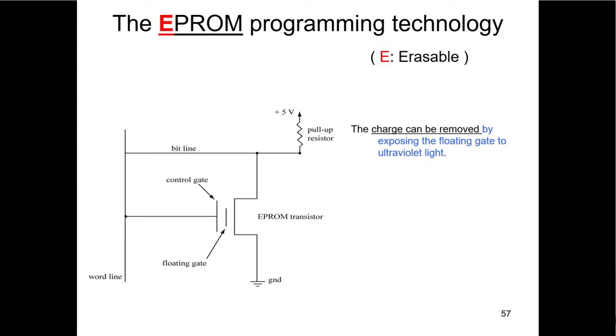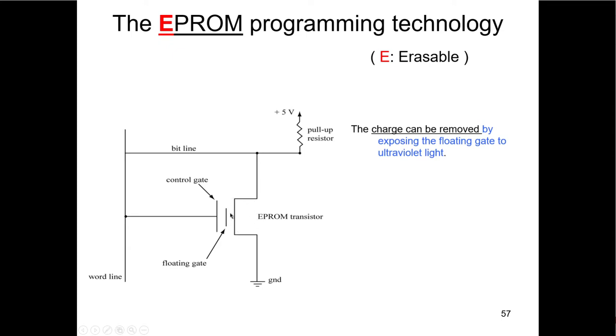So the EEPROM programming technology, in this case, whenever you see just EEPROM, it normally means it's going to be either one-time programmable with no window, or if it has a window, then it's erasable with ultraviolet light. So you have this floating gate, and you can put a higher voltage on this line and force a charge on the gate that will control this transistor. If you expose it to ultraviolet light, you can get the charge on that floating gate to leak off.